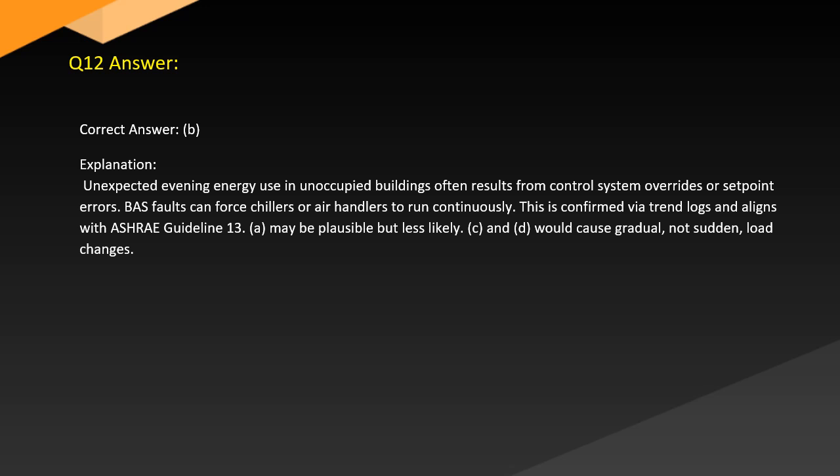Answer. Correct answer: B. Explanation. Unexpected evening energy use in unoccupied buildings often results from control system overrides or setpoint errors. BAS faults can force chillers or air handlers to run continuously. This is confirmed via trend logs and aligns with ASHRAE Guideline 13. The other options may be plausible but less likely. C and D would cause gradual, not sudden, load changes.